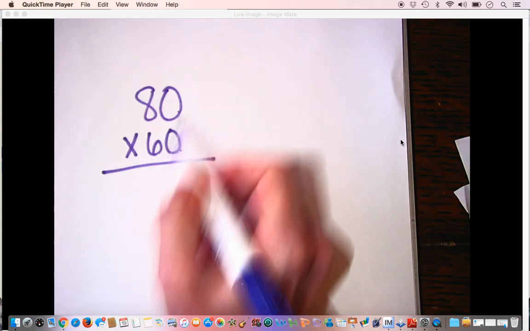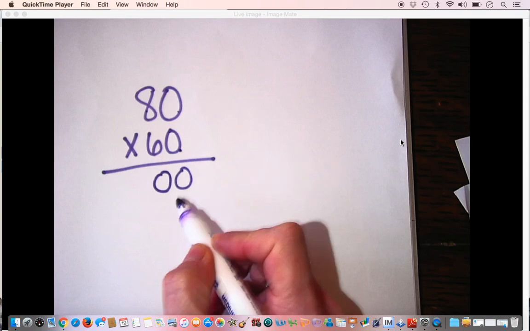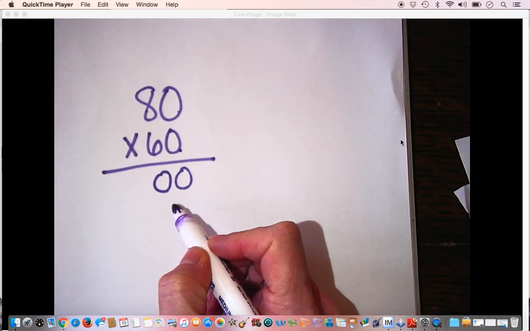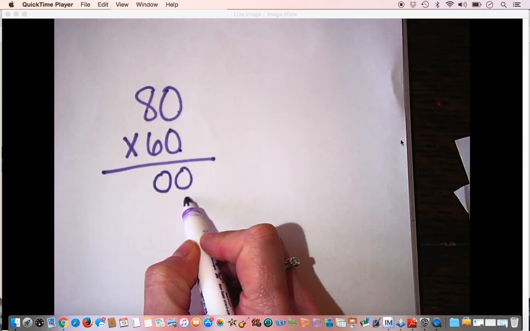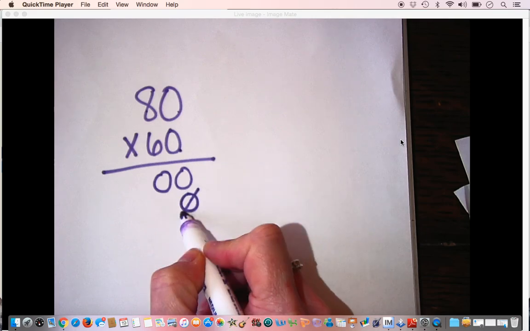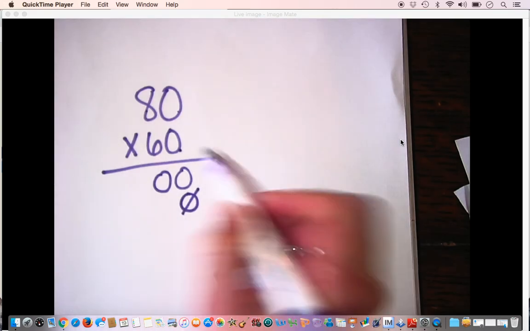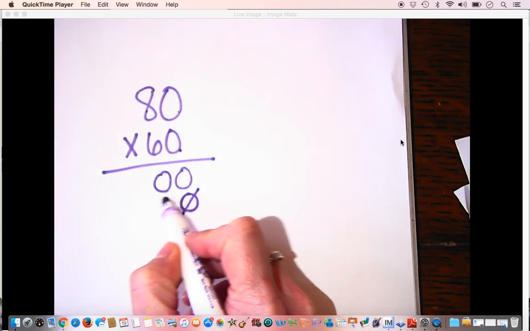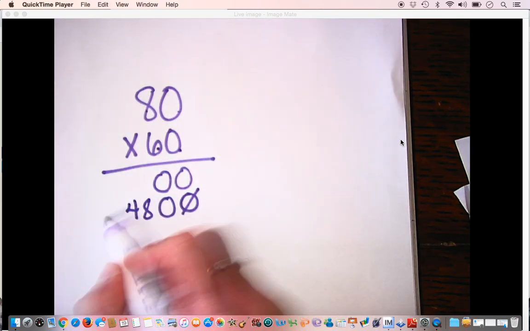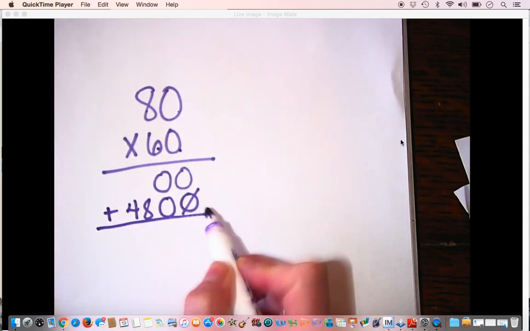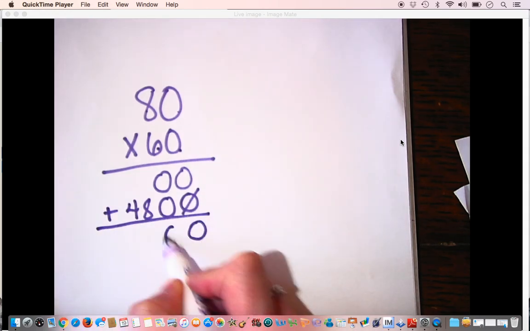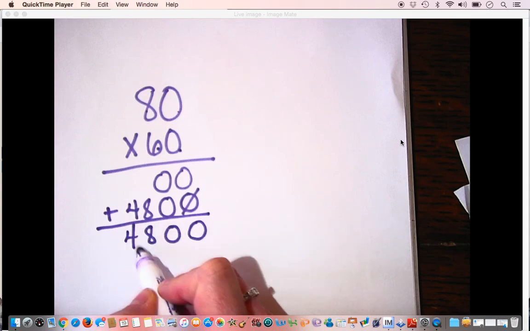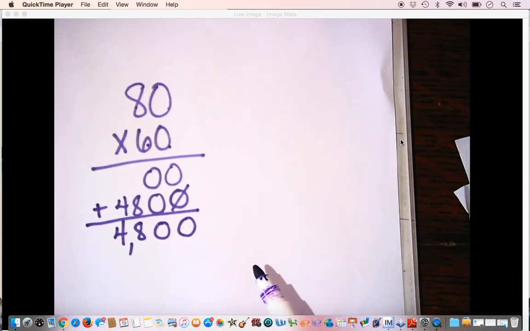So first we have our zeros. 0 times 0 is 0, 0 times 8 is 0. Okay, so that's my first partial product. Now I'm going to move to my second partial product, making sure that I use a placeholder. So now I have 6 times 0 equals 0, and 6 times 8 equals 48. And then I will go ahead and add them together. And our answer is 4,800.